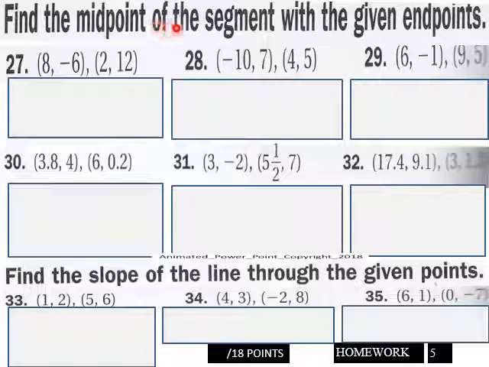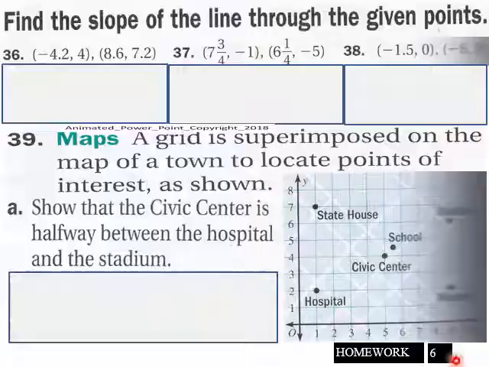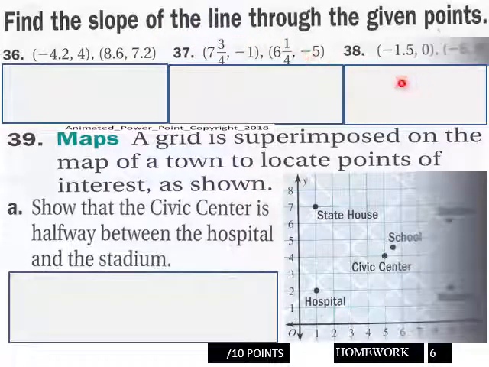Page 5, find the midpoint of the segment with these given endpoints. So find the midpoint of all these segments here. 18 points for page 5. Page 6, find the slope of the line through these given points here. Do your work here and give the slope between these given points.